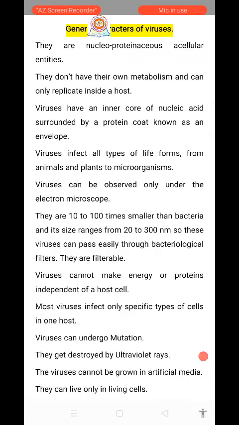Viruses can be observed only under the electron microscope because viruses are very small, smaller than bacteria. They are 10 to 100 times smaller than bacteria, and their size ranges from 20 to 300 nanometers. So these viruses can pass easily through bacterial filters, so they are filterable.